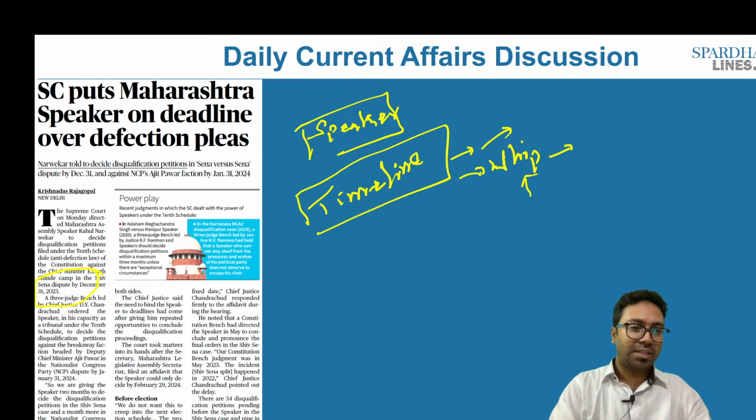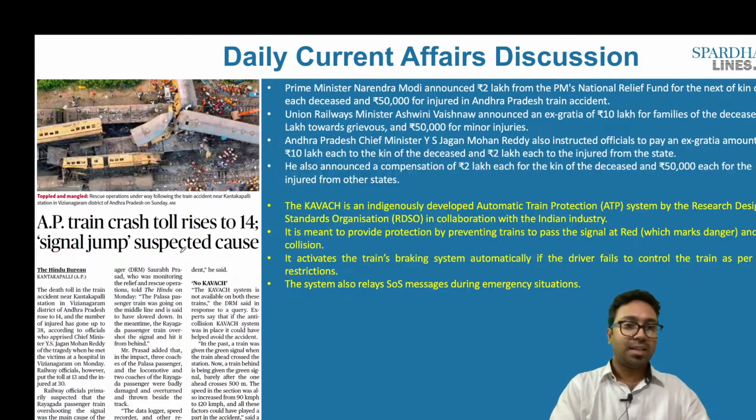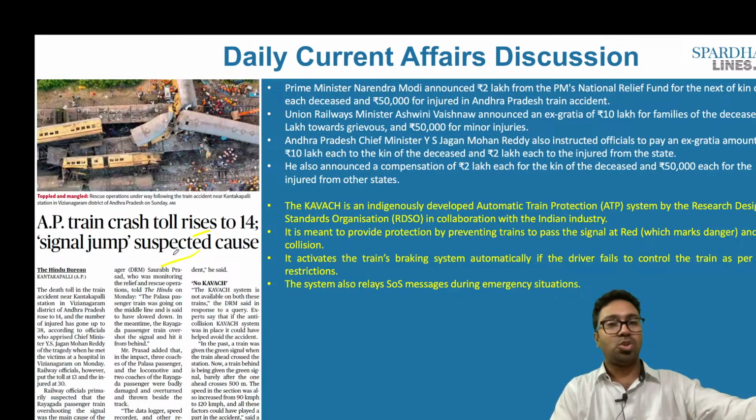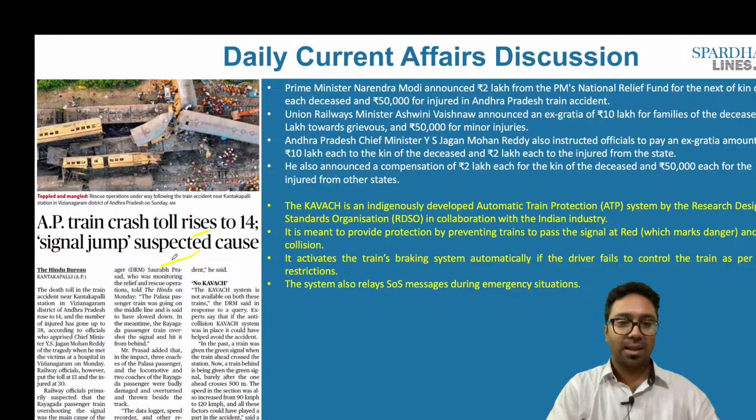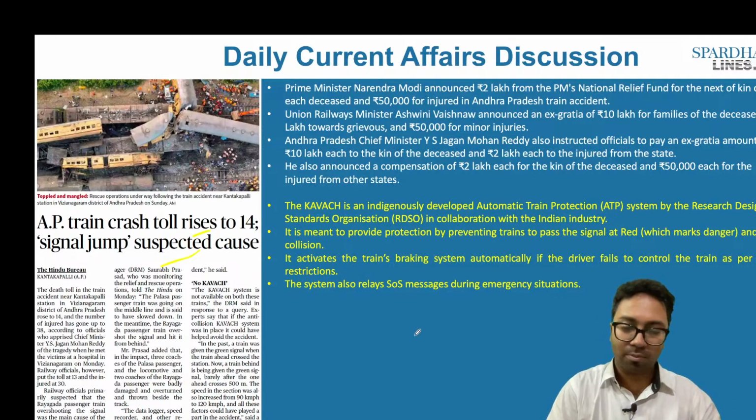Now let's look into the next article. This article says AP train crash toll rises to 14. There was a recent accident in the state of Andhra Pradesh. What exactly happened? There was one train passing in front, and another train came and collided with the first train.